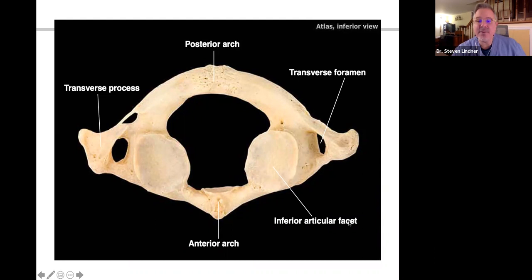This is the inferior articulating facet, and on the other side there would be a superior articulating facet. Most vertebrae will have a superior and inferior articulating facet, and most vertebrae are going to have transverse processes. None of them have a posterior arch and an anterior arch except for the atlas. And notice there's no spinous process.